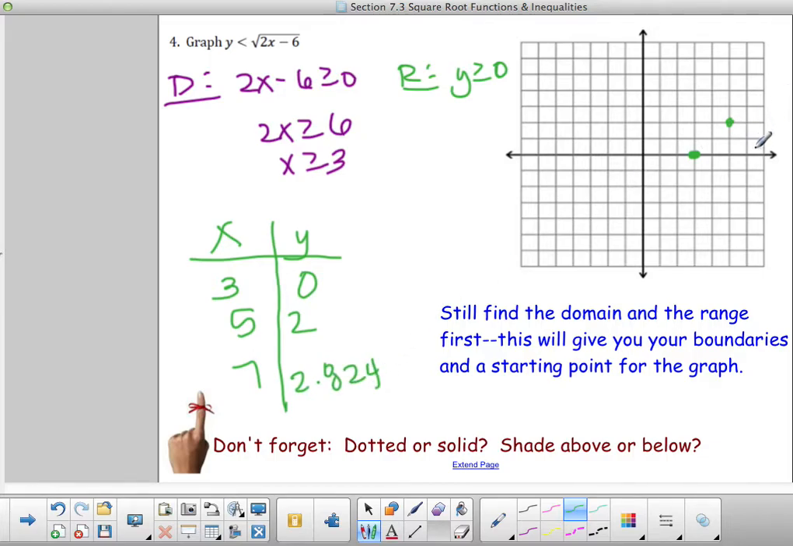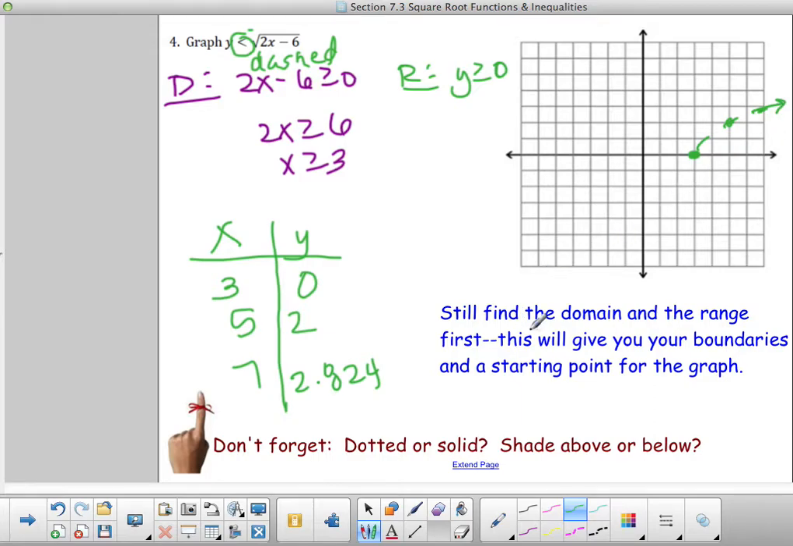Okay, so I'm going to go ahead and graph that 7, 2.824. So almost 3. Okay, now before I do it, I look at this. It's an inequality. It says y is less than. So this is a dashed line or dotted. Okay, so dash it up or dot it.